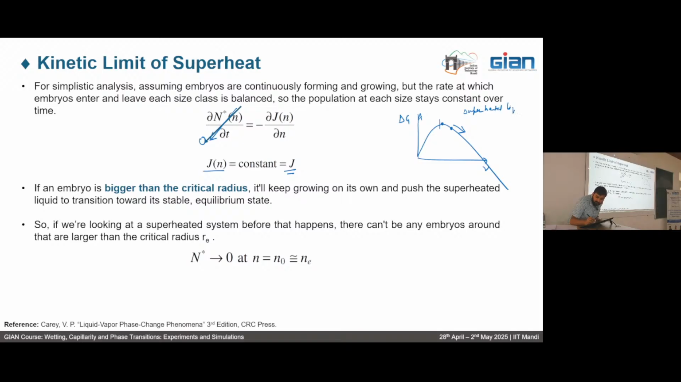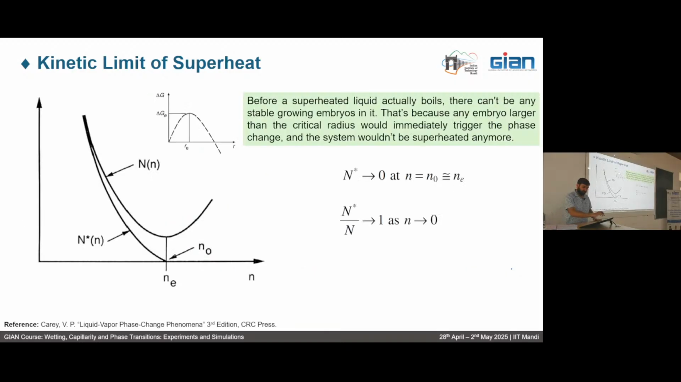We do not have any bubble embryo having size more than the critical size. In that state, what we can say is that the number of embryos would be 0, because if there are some embryos present, then that would lead to the phase change. It is a spontaneous process. So what we can write is that n star would approach 0 as n is close to n equilibrium of bubbles. We can also plot it using this graph here.